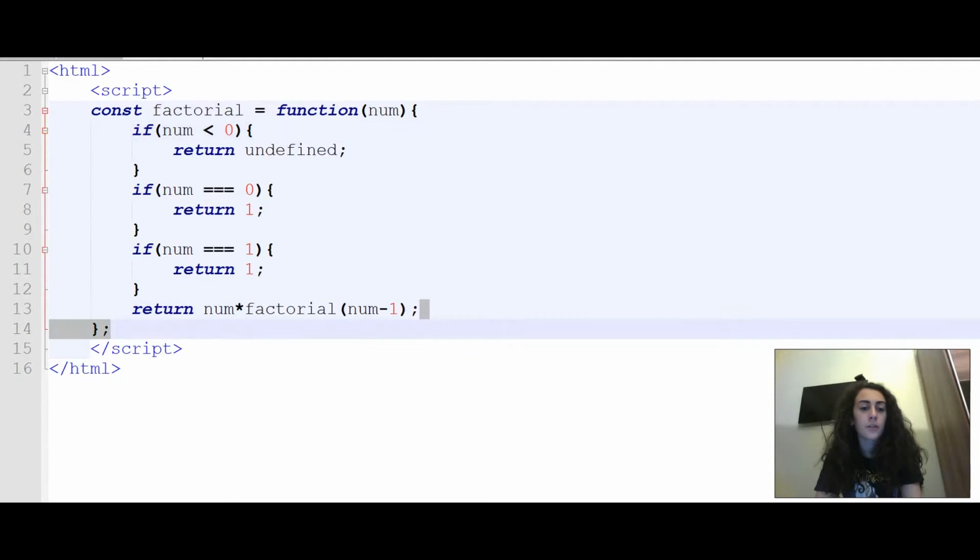And here in the return part, I've multiplied the given num by the factorial function with the argument of num minus 1. This will multiply the num by all the numbers decreasing gradually. This is like when I put the output of the machine into itself again and again.